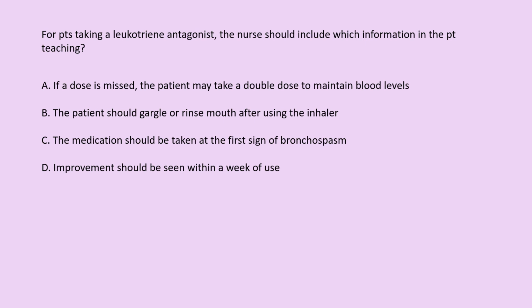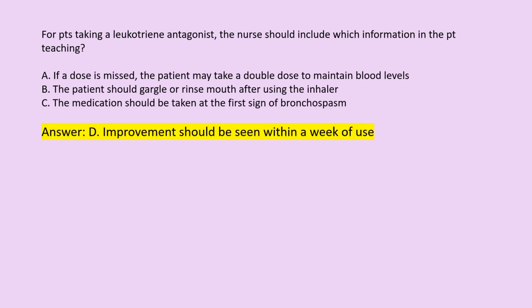For patients taking a leukotriene antagonist, the nurse should include which information in the teaching? A. If a dose is missed, the patient may take a double dose to maintain blood levels. B. The patient should gargle or rinse mouth after using the inhaler. C. The medication should be taken at the first sign of bronchospasm. D. Improvement should be seen within a week of use. Answer: D. Improvement should be seen within a week of use.